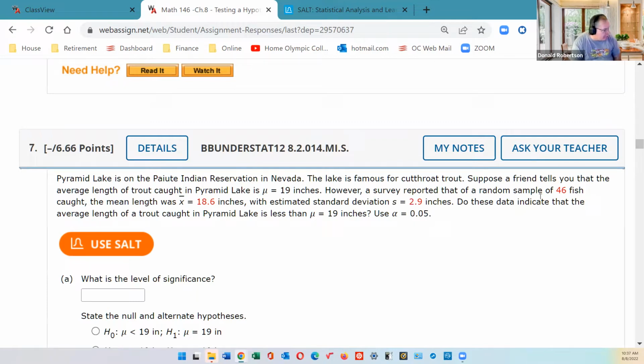You've got your sample mean, which is 18.6. You've got your sample size, which is 46. Your sample standard deviation is 2.9. Don't you have your null hypothesis that it's 18, and your alternate that it's less than 18? Can't you plug all that into SALT and get your p-value, and off you go? We comfortable? Basically, it's another story.